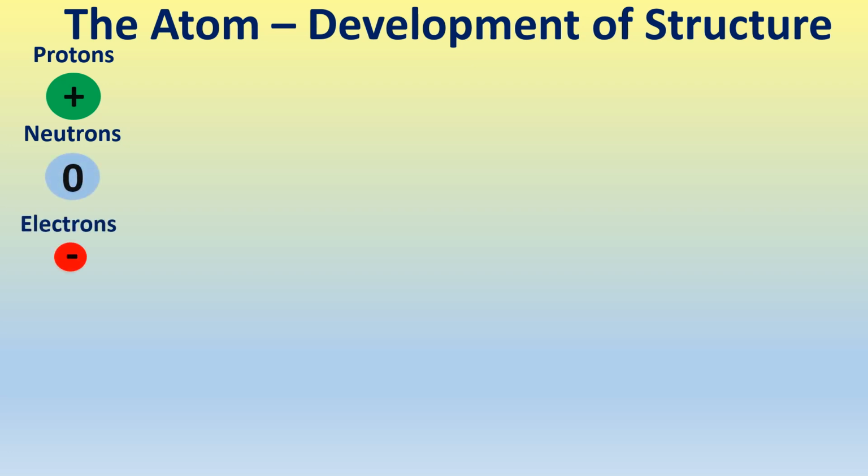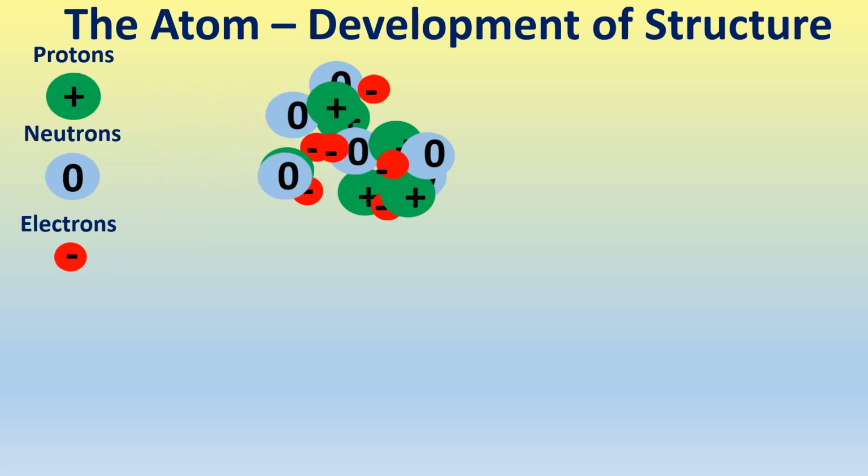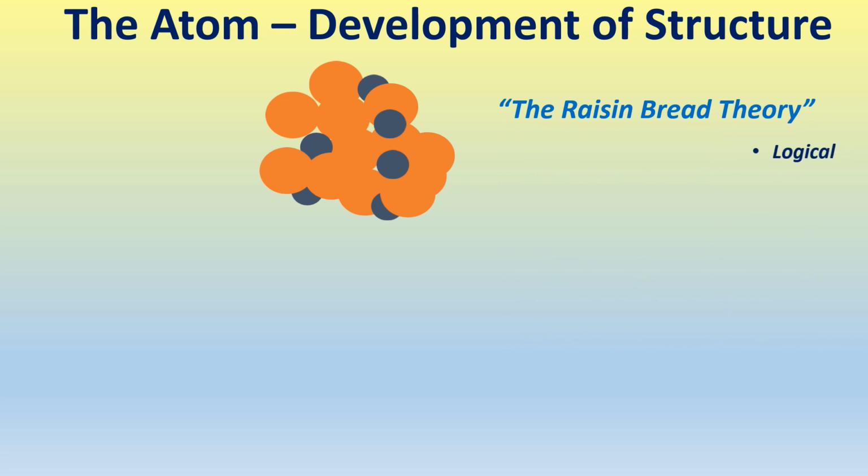Up to this point, nobody was sure exactly what an atom looked like, but they made the assumption that since opposites attracted, it must be a clump of matter with a bunch of pluses, minuses, and zeros all stuck together in the middle, essentially resembling a loaf of raisin bread. While this assumption was logical, as we know now, it was wrong.